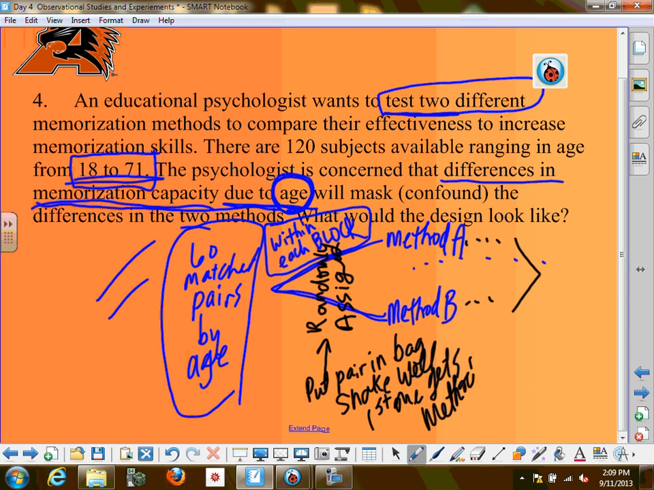You're going to compare probably the average memory capacity, because I kind of took cue from this. Memorization capacity is probably what we're measuring. Whatever scale they do that on, I don't know. Okay, and so on. So you're doing that within each block.